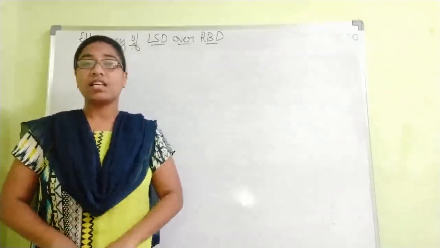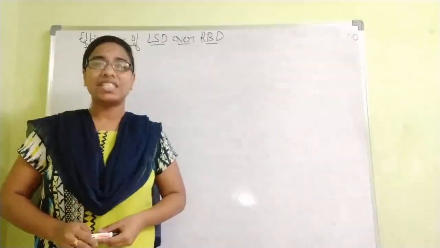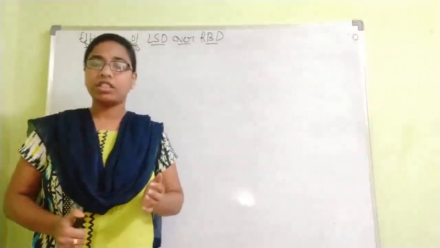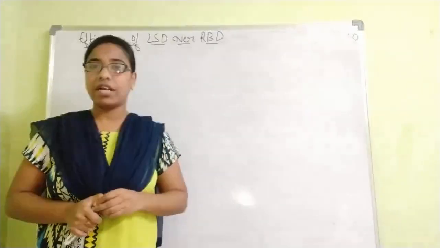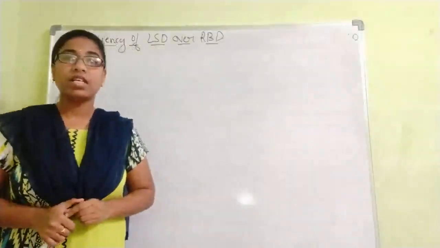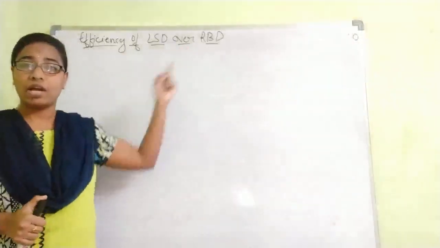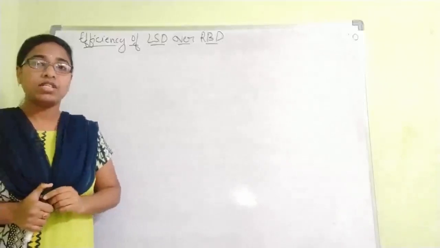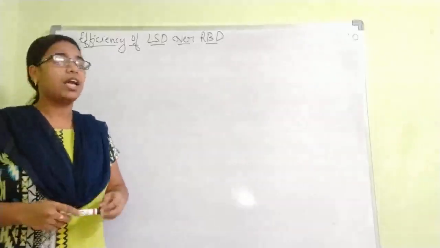So in the last class we discussed the efficiency of LSD over CRD. CRD is a one-way classification, and based on that we found out how efficient LSD is. Today we will discuss the efficiency of LSD over RBD. One more layout we have is RBD, so today we will compare how much more efficient LSD is than RBD.